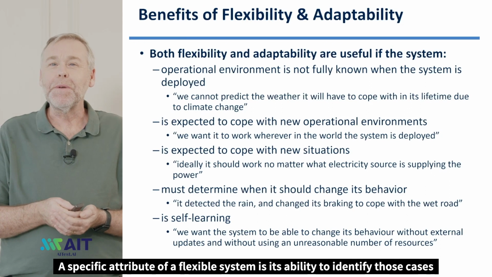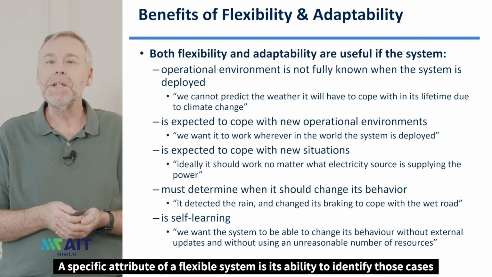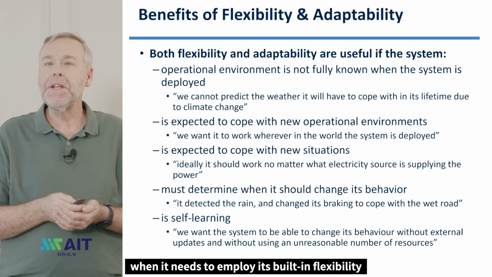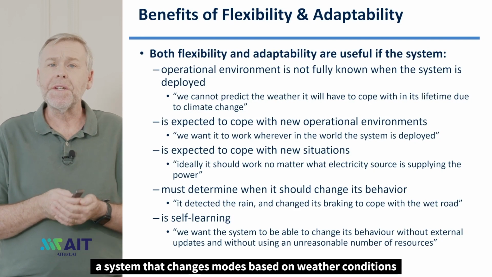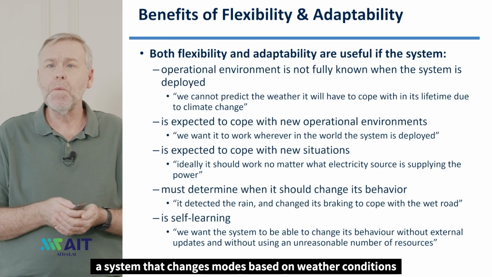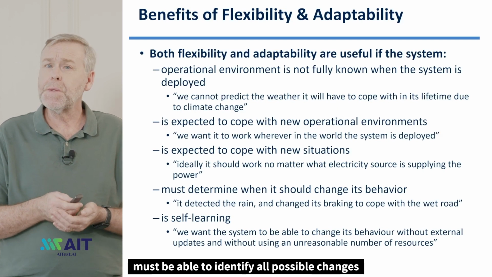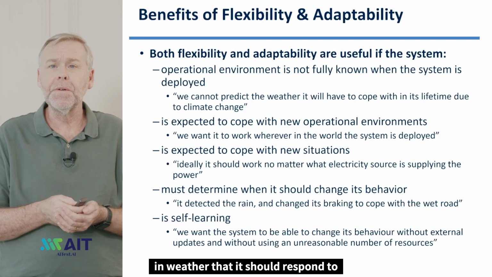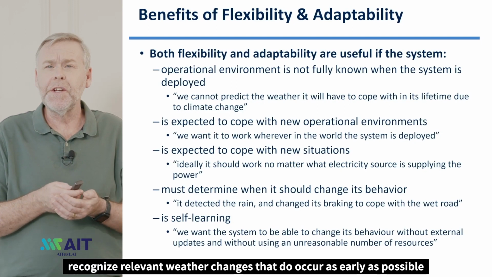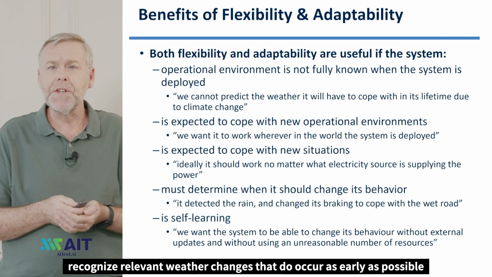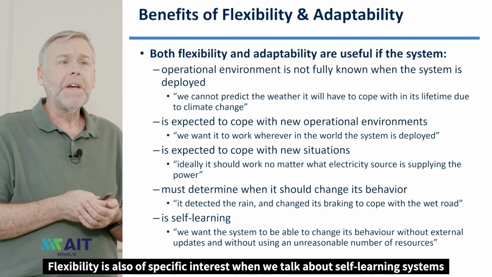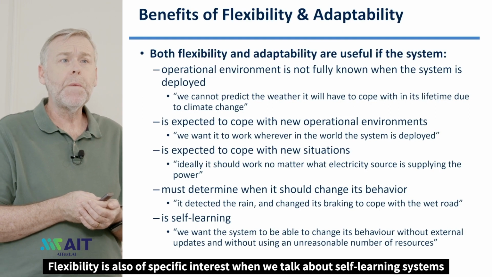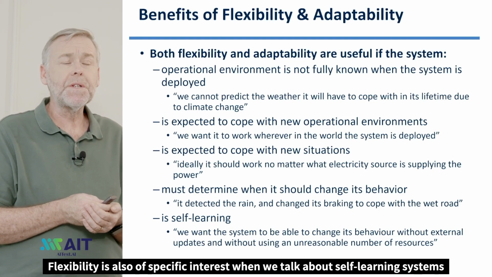A specific attribute of a flexible system is its ability to identify those cases when it needs to employ its built-in flexibility. For instance, a system that changes modes based on weather conditions must be able to identify all possible changes in weather that it should respond to, and, ideally, it should recognise relevant weather changes that do occur as early as possible. Flexibility is also of specific interest when we talk about self-learning systems.